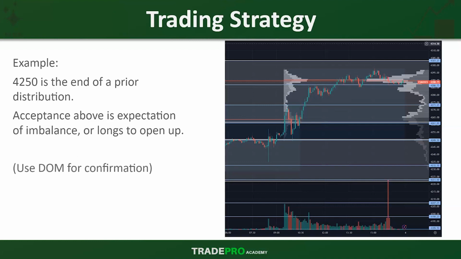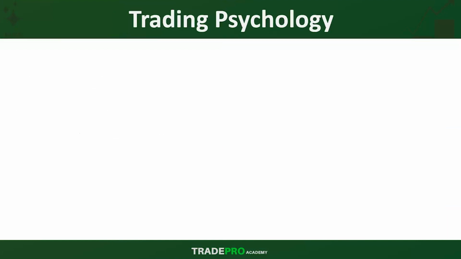So we use the DOM for confirmation. We talked about the trades long 60s and long 50s into the upside, move up to targeting ideally 4300s.